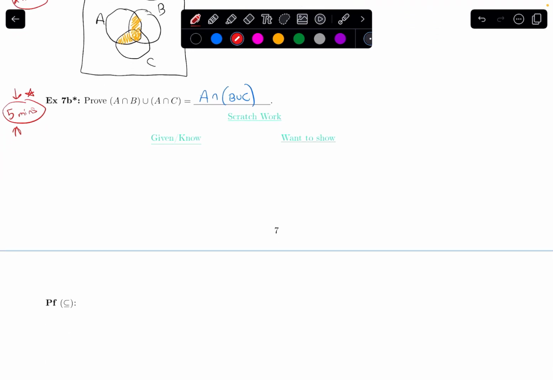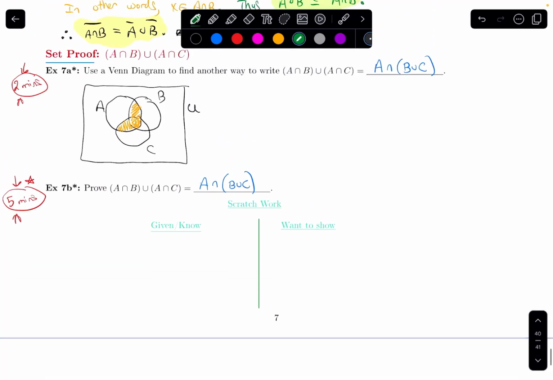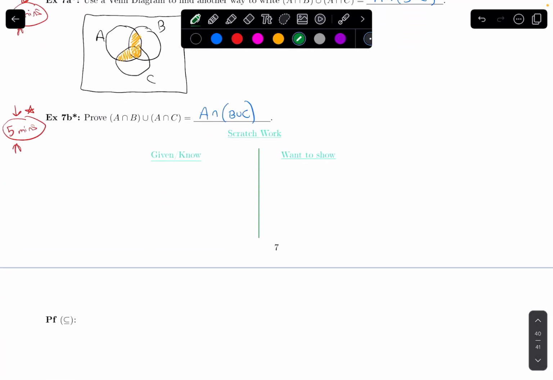Let's talk about it. To show that this first set is a subset of the second one, I'm going to first do some scratch work. In doing this subset proof, what I get to start off by assuming is I'm going to let X be an arbitrary element of the first set, A intersected with B union A intersected with C. And what I want to show is that X is an element of the other side, A intersected with parentheses, B union C parentheses.